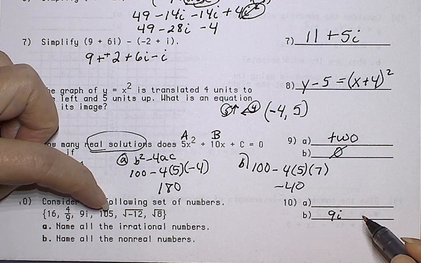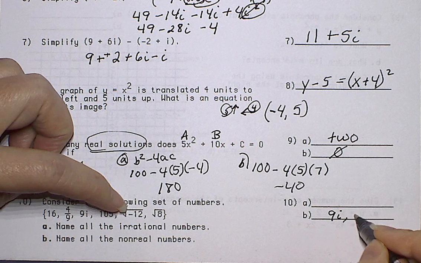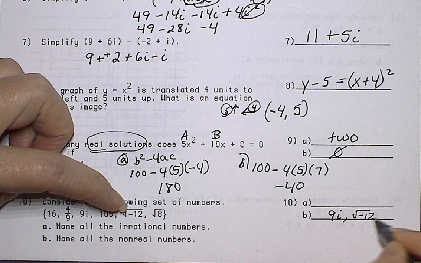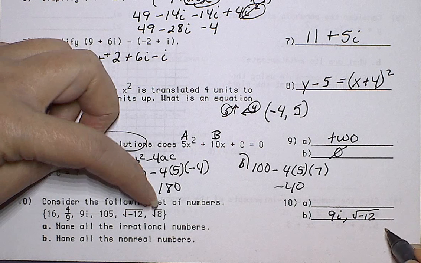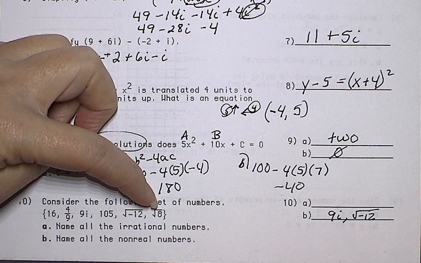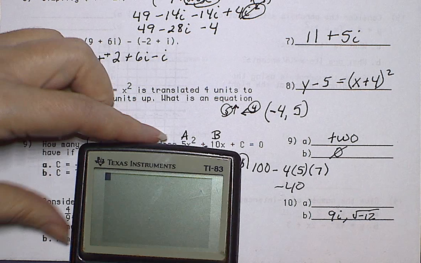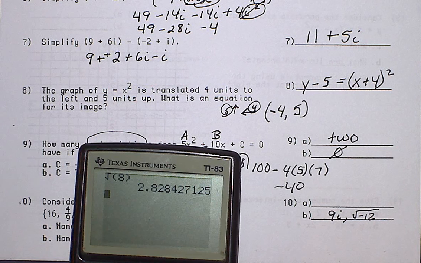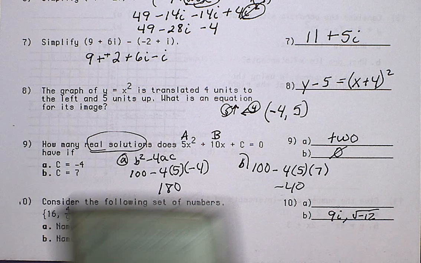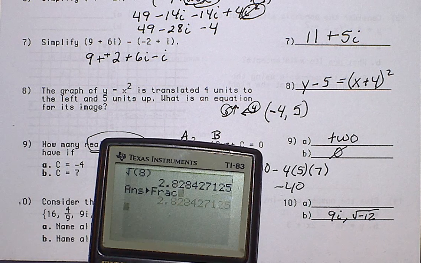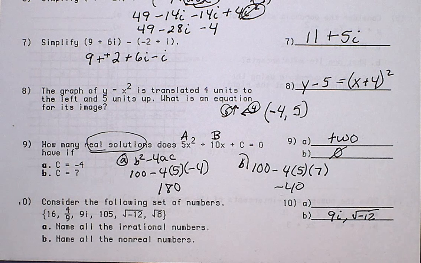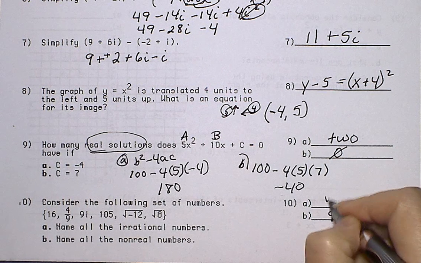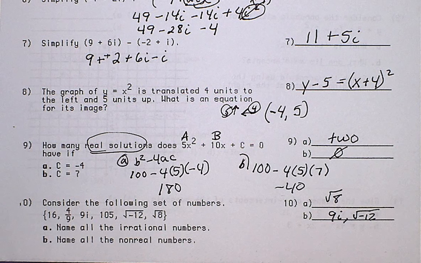The square root of a negative 12, that's non-real. And then square root of 8. Well, let's see what that is. The square root of 8 is a non-repeating decimal. And if I wanted to see, I'd try to put it in a fraction, and it can't do that either. So that means it's irrational. So the square root of 8 is the only number in that group that is irrational.